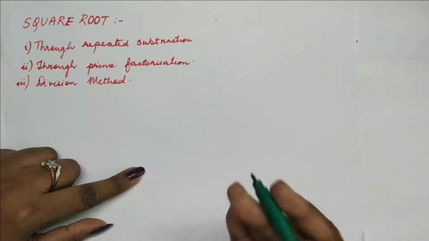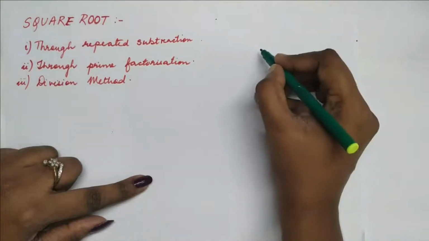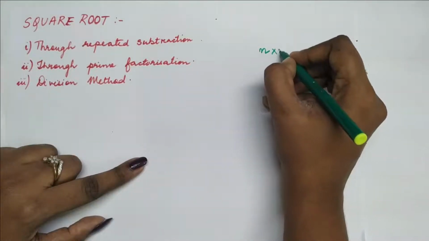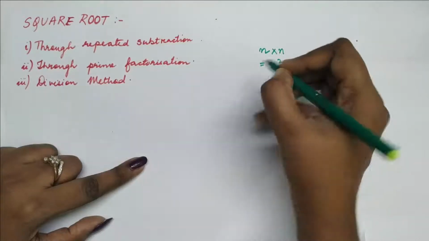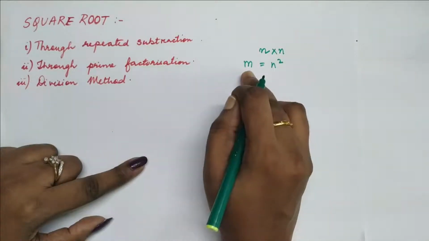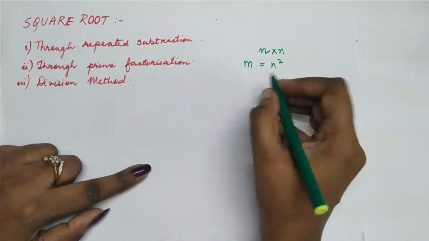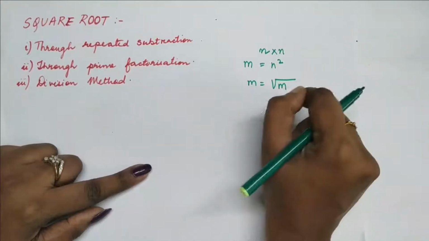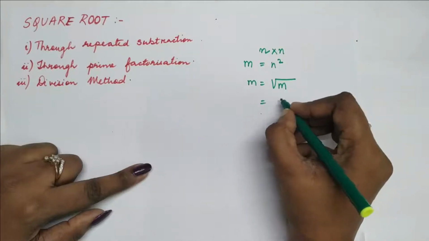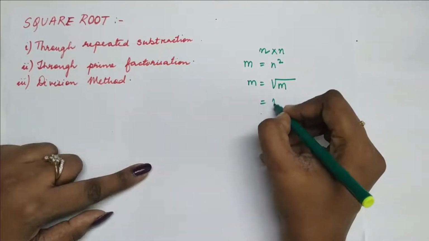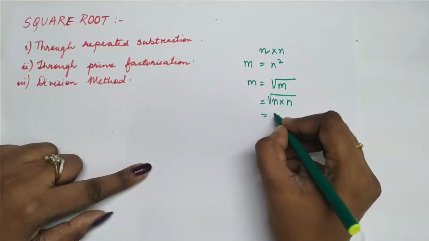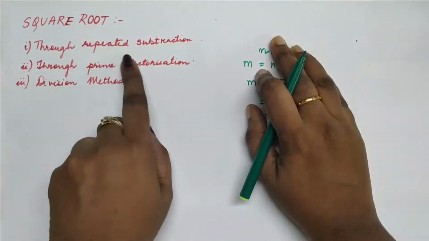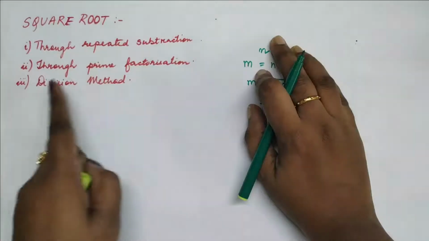Now in the previous part you have learned to calculate the square of a number. Suppose the number is n and we have to find the square of that number. You do n into n, means multiply the number 2 times. Now if I say that m is the square root, then to get m you need to do the root of m to get the square root of that number. So again, we will be grouping the numbers in such a format that you will get the result as n. Now there are different methods of doing it: repeated subtraction, through prime factorization, and by division method.